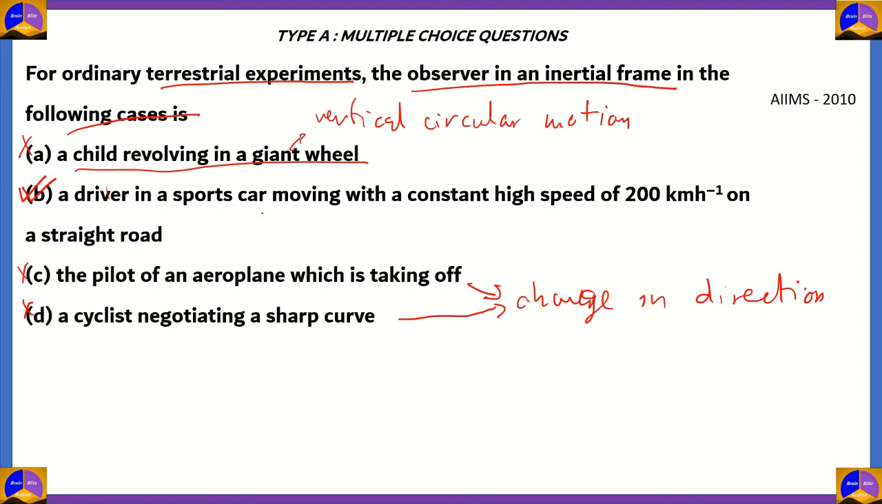A driver in a sports car moving with a constant high speed of 200 kilometers per hour on a straight road. Over here, you can see constant high speed of 200 kilometers per hour, and the direction is also stable because it's a straight road. So therefore, option B is the right option for labeling the observer in an inertial frame of reference.